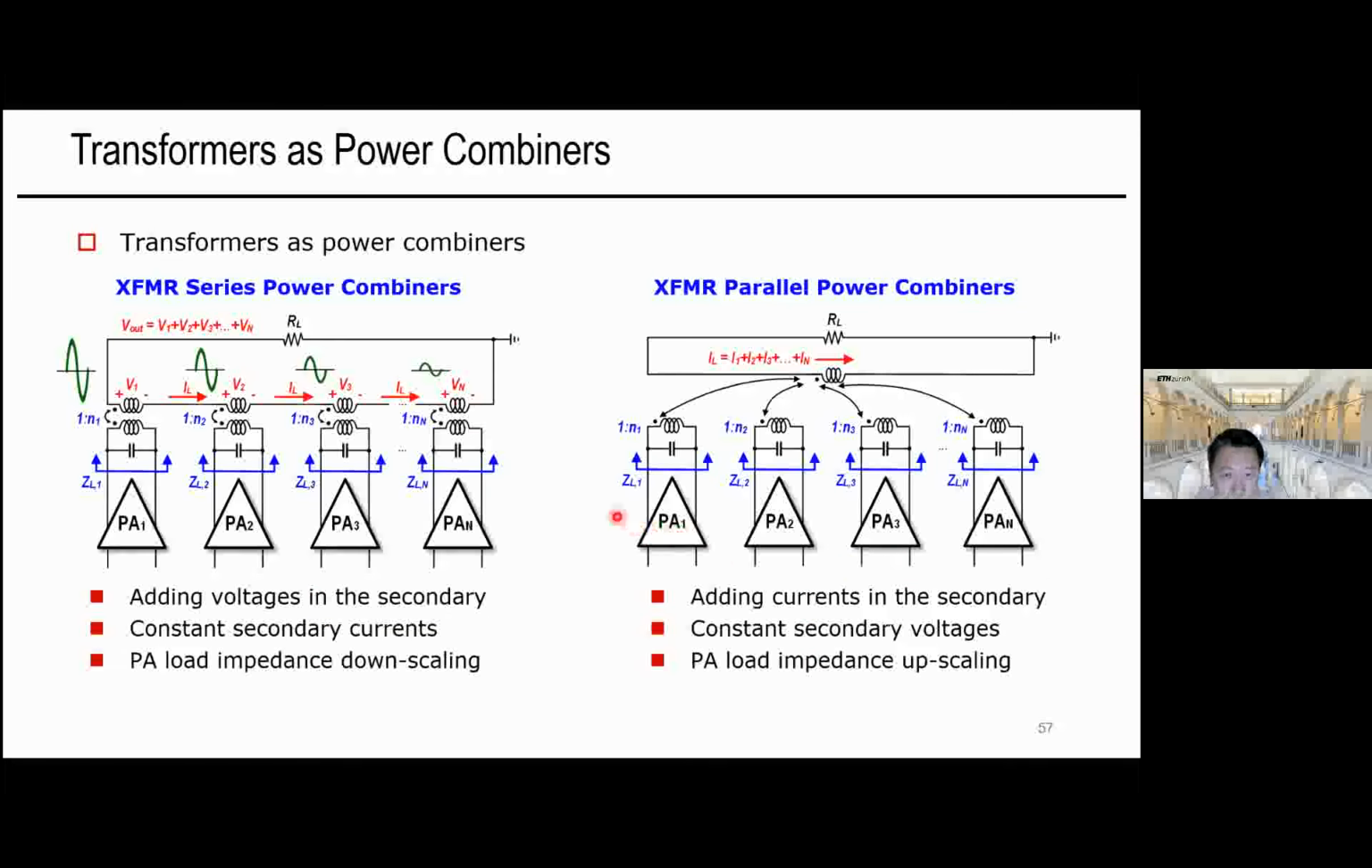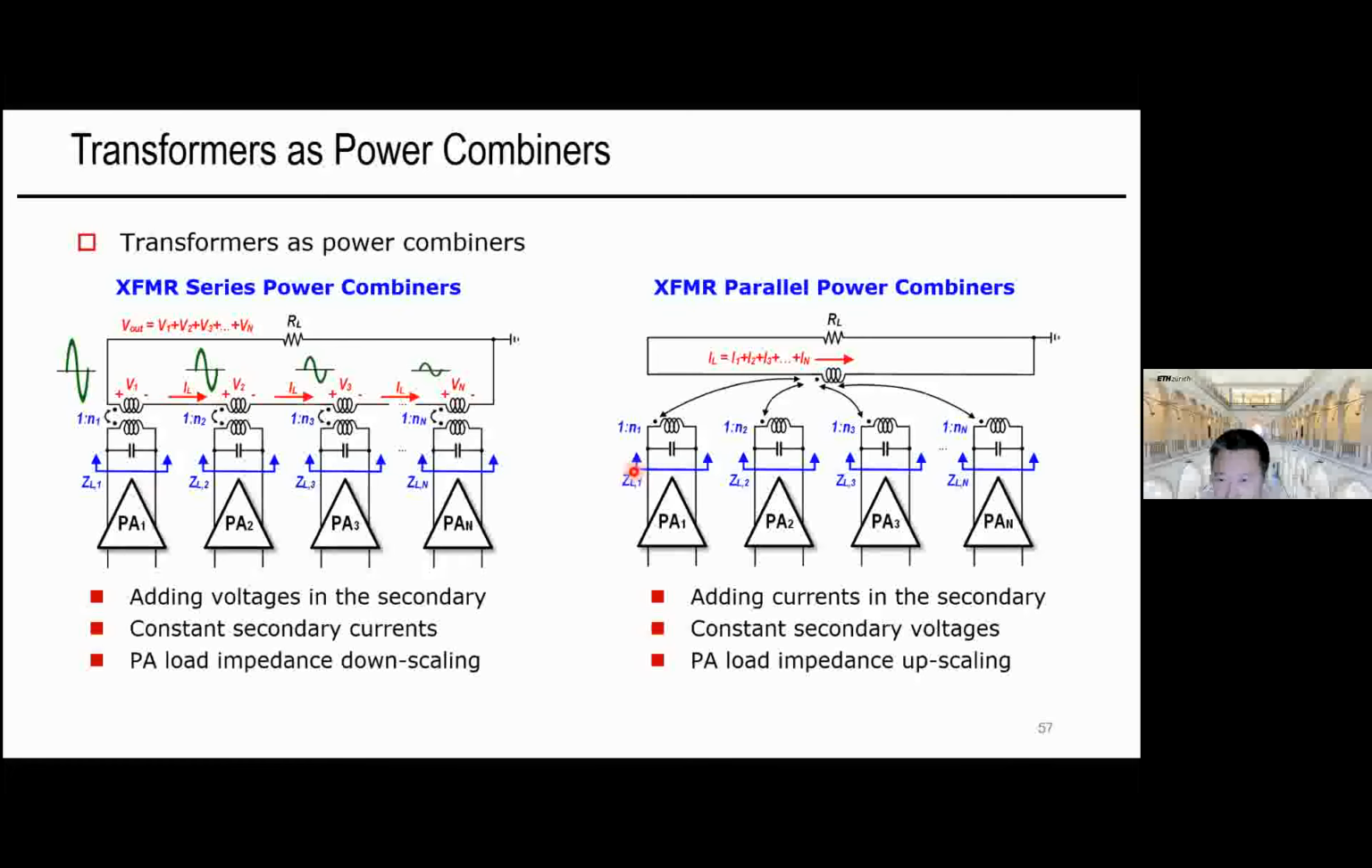Okay, so if we use transformers, we can enable both series and parallel power combiners, right? Shown on the left is the series power combining transformer. Essentially, it will add up all the output voltages from different PAs together in a coherent fashion, so that the N PA branches effectively combine in series, which enables a natural downscaling of the load impedance for each PA. As we can see, that is very useful for high power PAs.